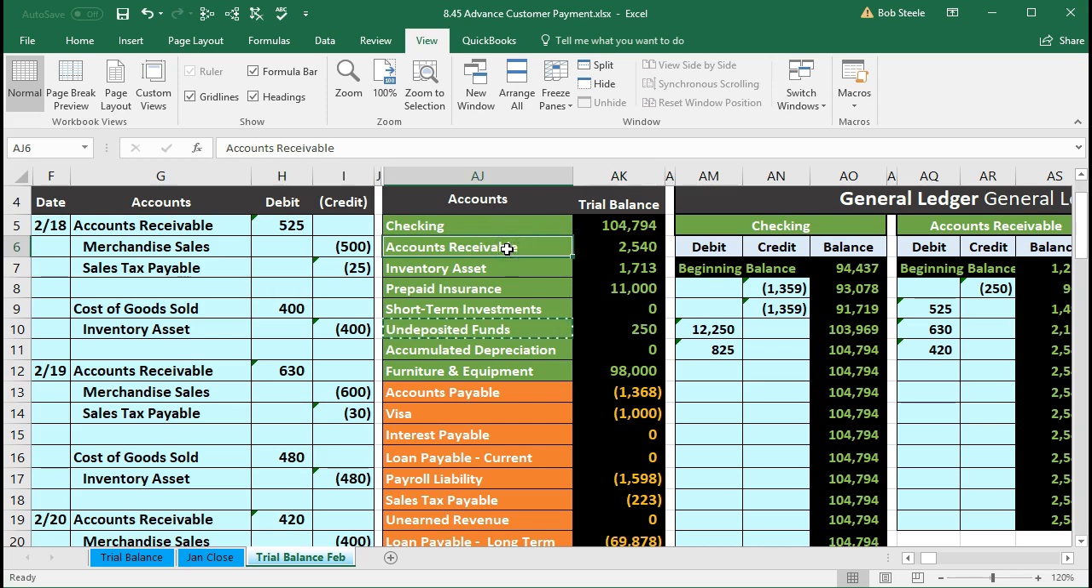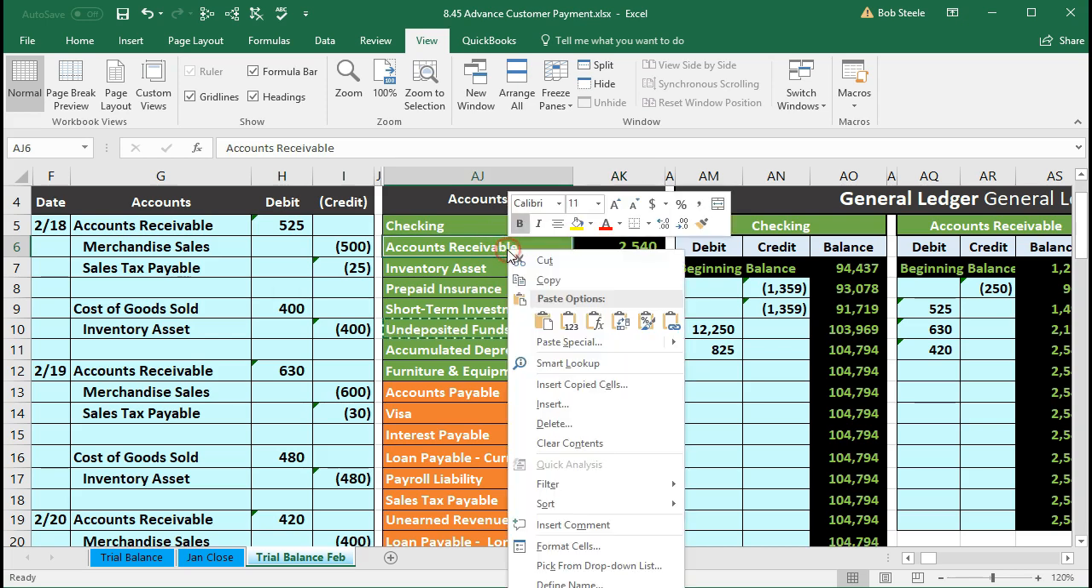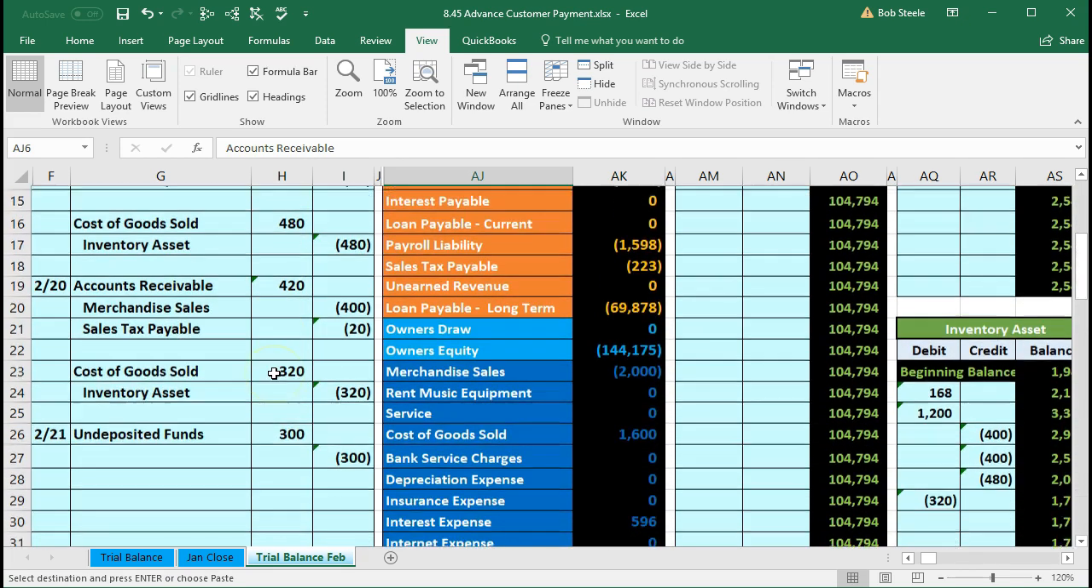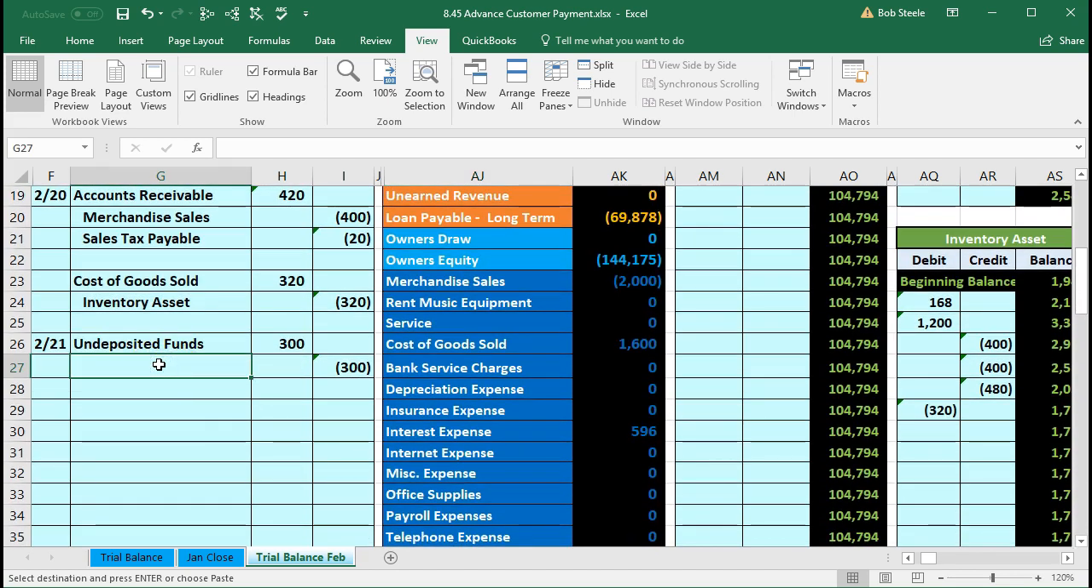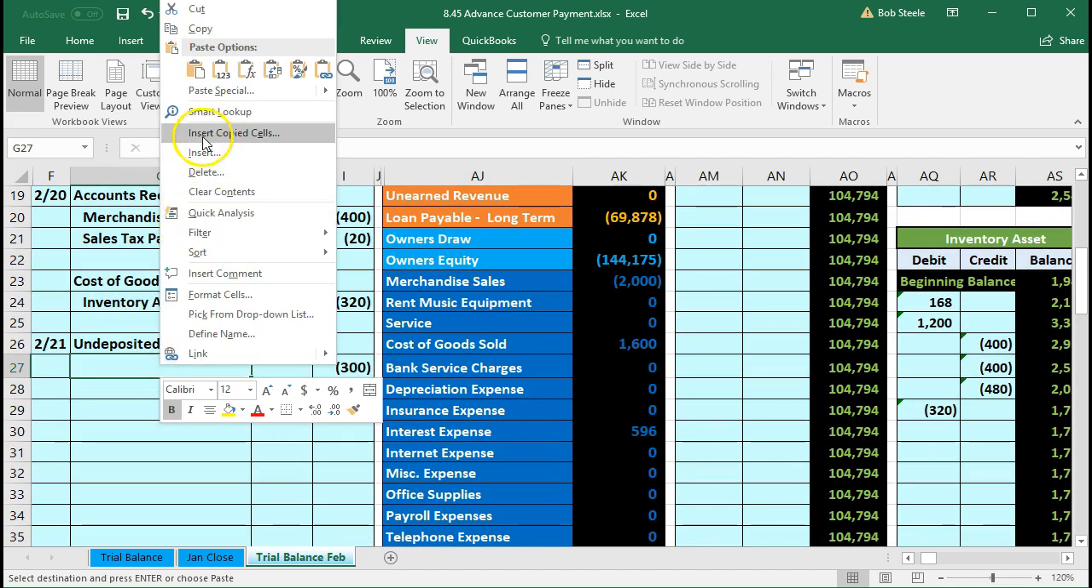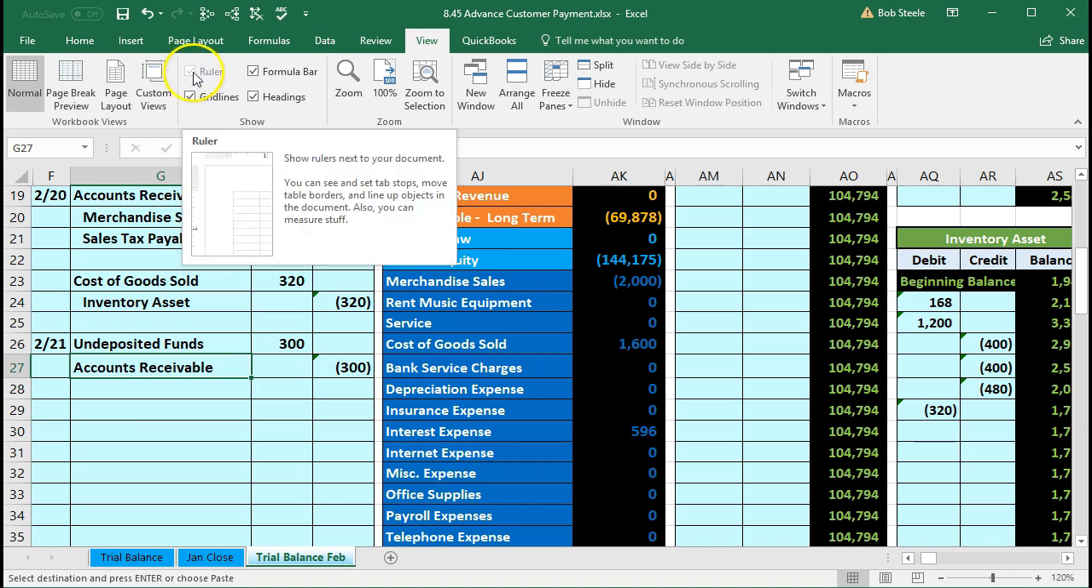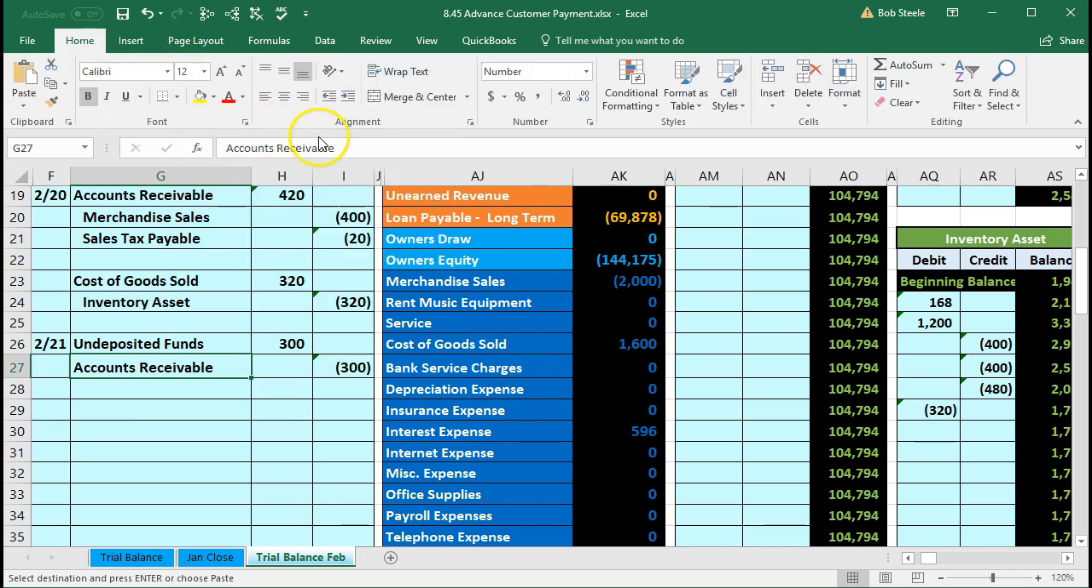So we're going to copy this. This is going to be the other side, accounts receivable, copying the receivable. And we're going to put that in G27, right click and paste 1, 2, 3. We're then going to go to the Home tab, to the alignment group, and increase the indentation. Here is our journal entry.